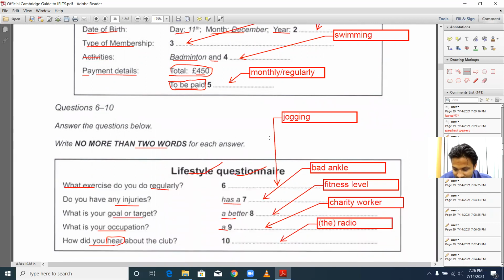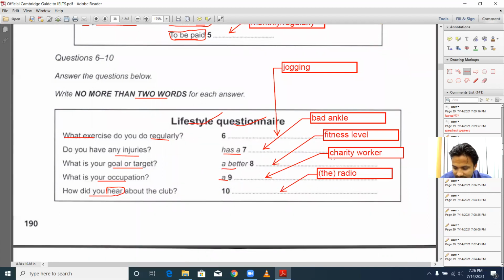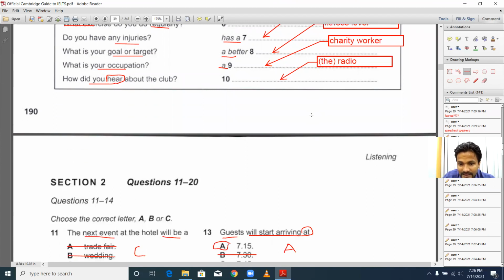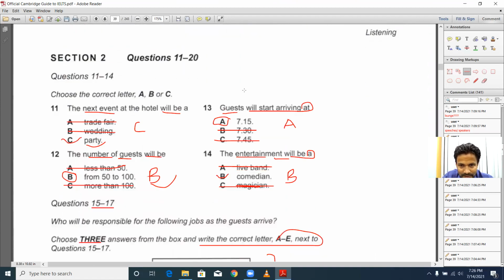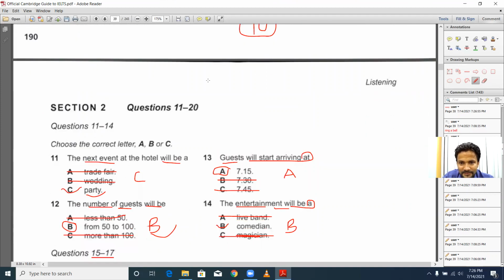Then question number 6 is jogging, bad ankle, fitness level, charity worker, radio only the answer, or the radio is the answer. On the radio, if you write no more than 2 words, do not write 1. The radio is 55. Determiner. Okay, and this can be optional, okay? According to the answer sheet, this is optional. So question number, okay, we got 10 out of 10, okay, here in the first part.